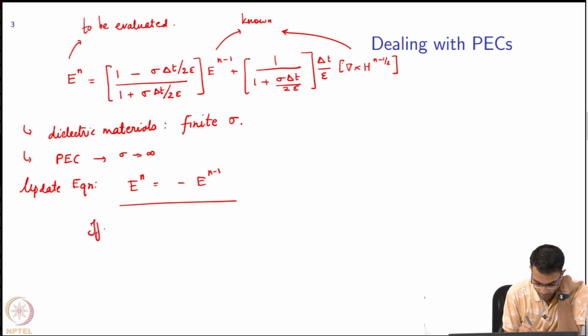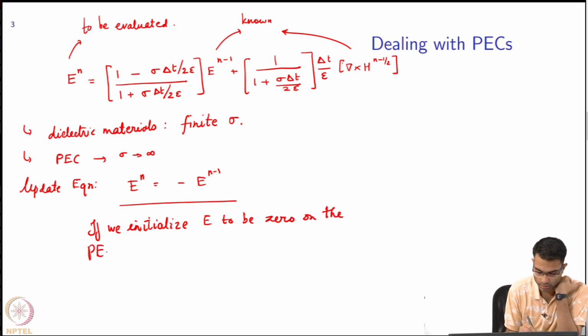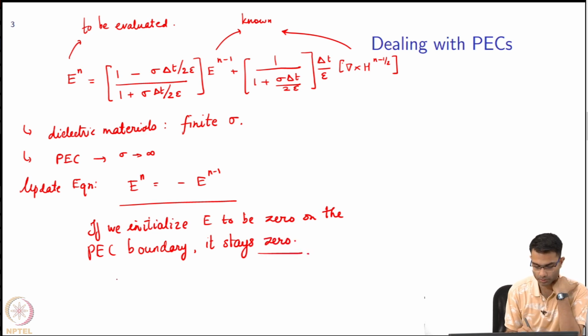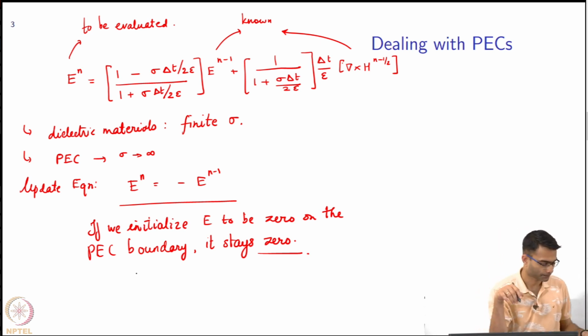So if we initialize E to be 0 on the PEC boundary, it stays that way. So the PEC boundary condition is very trivially being satisfied.